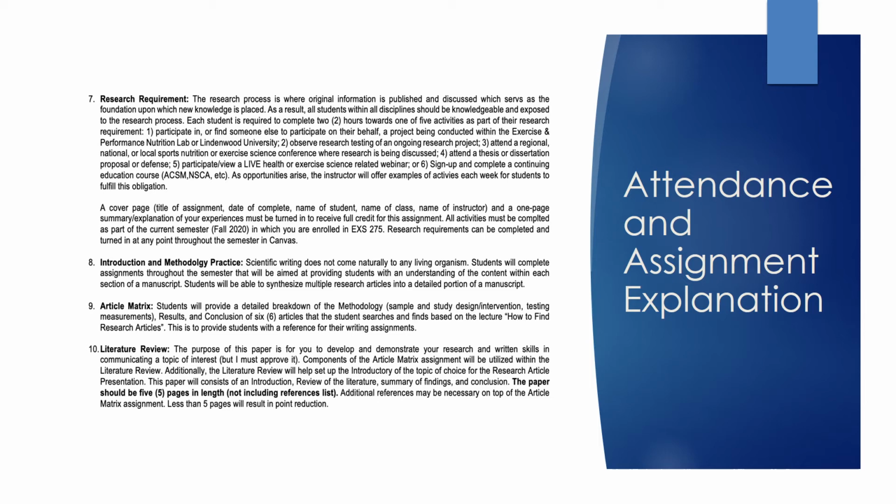What this paper will consist of is an introduction, a review of the literature that you find of the 6 articles, or you can include even more, but 6 is the minimum. The summary of your findings and the conclusion. The paper should be 5 pages in length, not including the references. Additional references may be necessary on top of the article matrix assignments.